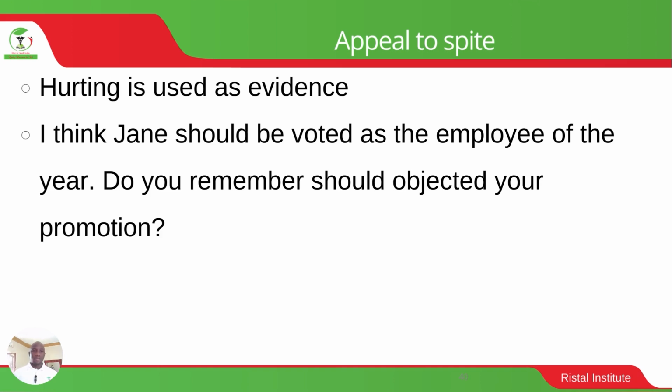And then appeal to spite. This is to say, I think Jen should be voted as the employee of the year. And then someone says, oh, you don't remember that Jen is the one who objected to your promotion? So because I have a hurting issue with Jen, you're using that as evidence why Jen should not be the employee of the year? No. You should bring evidence that Jen was not able to perform to the expectation ABCD, and therefore should not be the employee of the year. But if you appeal to spite, that is a fallacy.